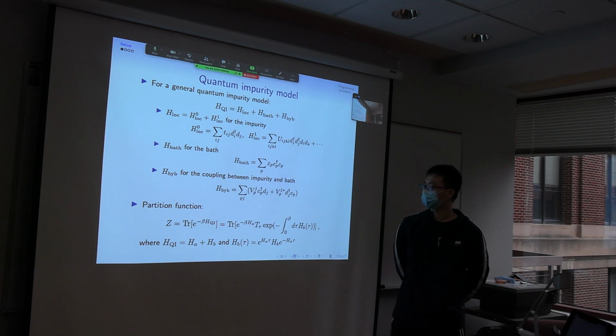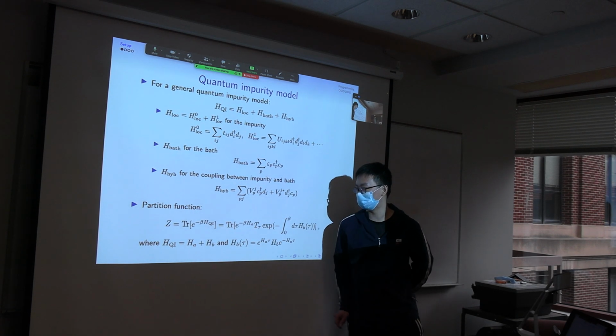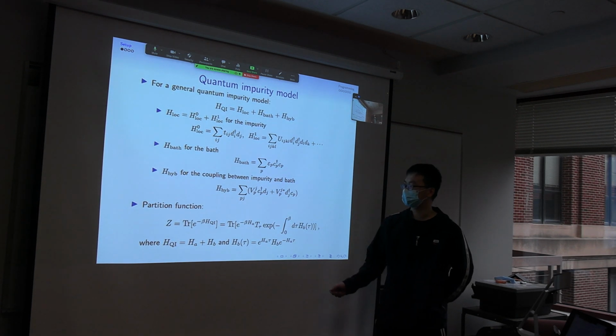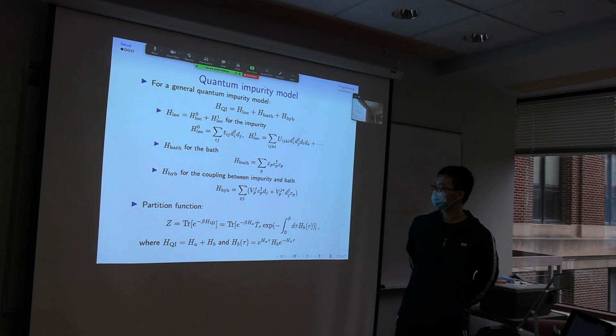And the partition function is a trace over e to the minus beta times the total Hamiltonian. And we can separate the total Hamiltonian into two parts, HA and HB, and express the partition function in this time ordering representation.